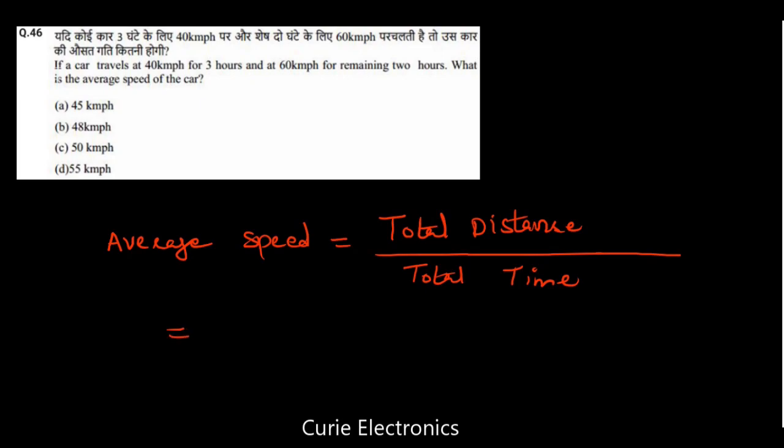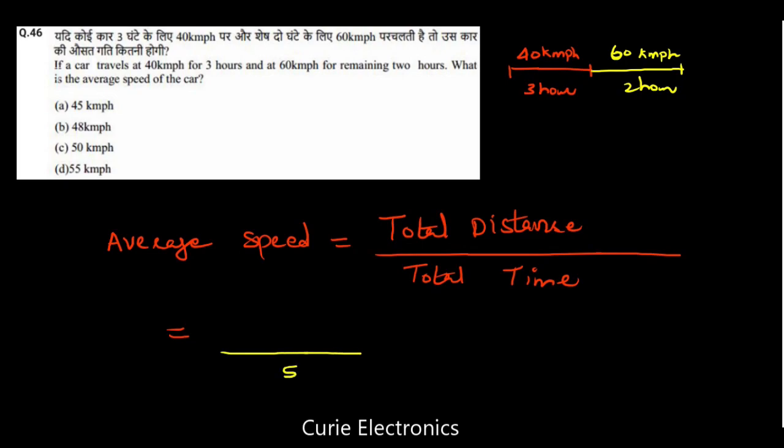Now, what is the total distance? See here, the first 3 hours we have traveled at 40 kilometer per hour. And after that, he has traveled at 60 kilometer per hour for 2 hours. So what is the total time? 5 hours. No doubt about it.